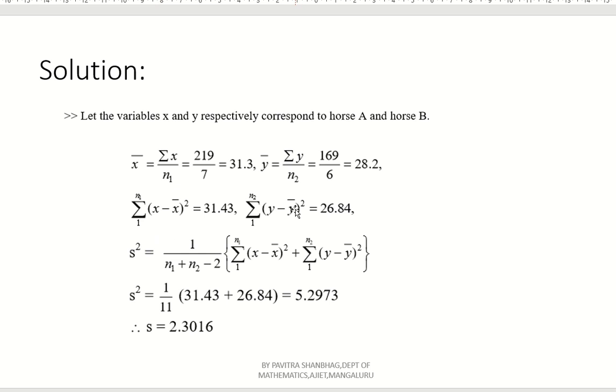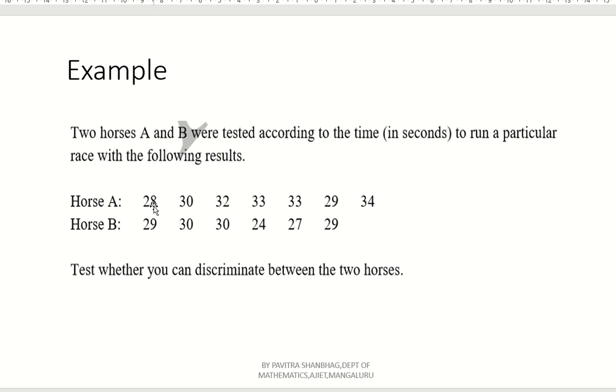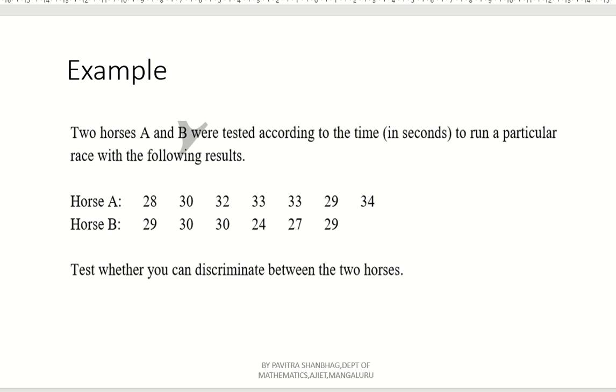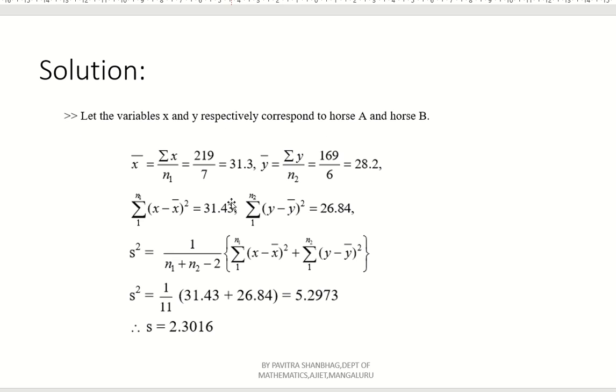And what is S2 square? Summation y minus y bar whole square. How to find summation x minus x bar whole square? X is already ready here. See, 28 minus x bar 31.3 whole square plus, similarly you have to compute it for each and every term. That is 30 minus 31.3 whole square, like that. Each and every one you calculate, you will get like this. So we got S1 square and S2 square.